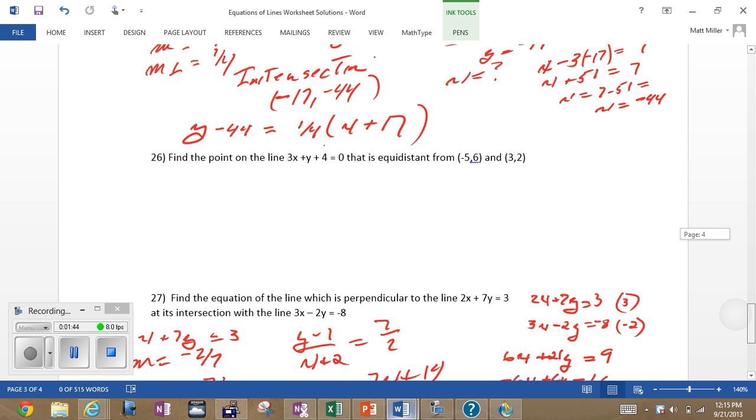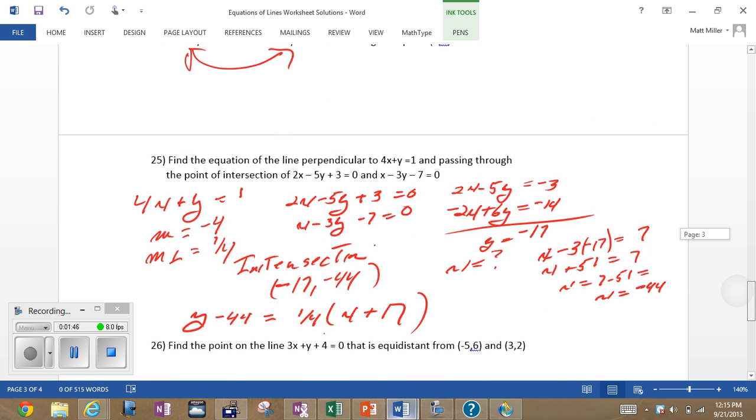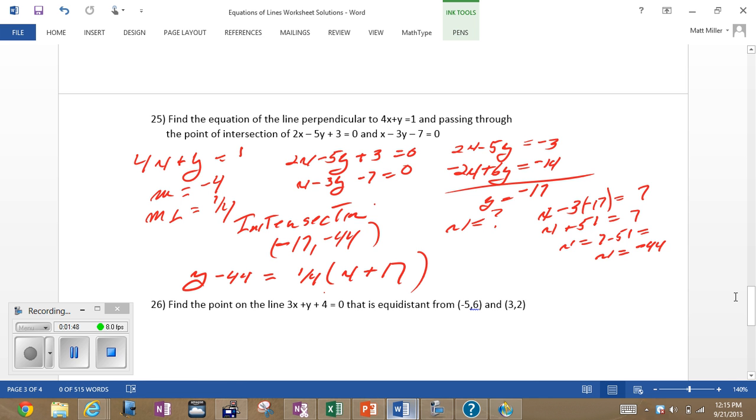Okay. So here is a very similar problem, number 25. The equation of the line perpendicular to 4x plus y equals 1. So that means we need the slope from that. The slope of that line is -4. The slope of its perpendicular would be 1/4. And then we need to find the point of intersection between these two lines.